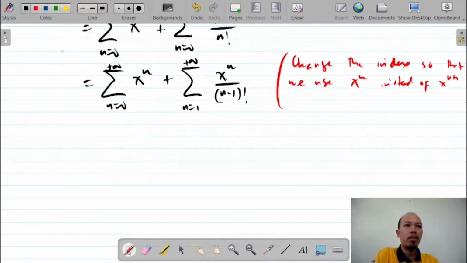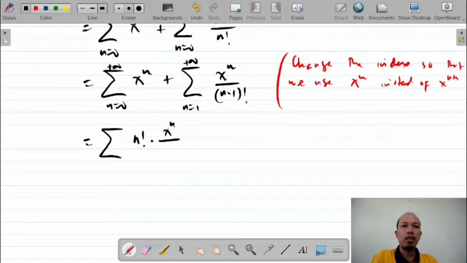So let's further simplify. We need a factorial, so we will multiply by n factorial over n factorial. We know that n factorial divided by n factorial is 1, so this is just the same as the previous term.